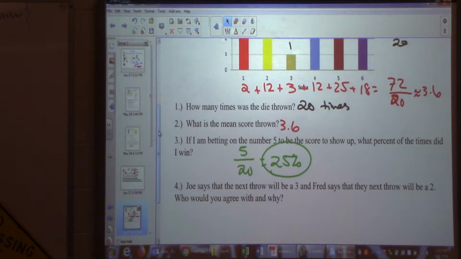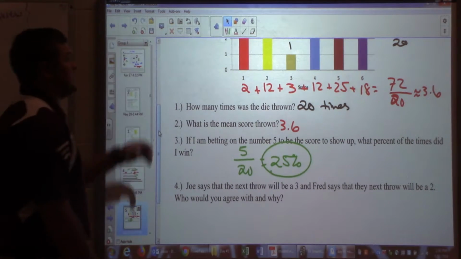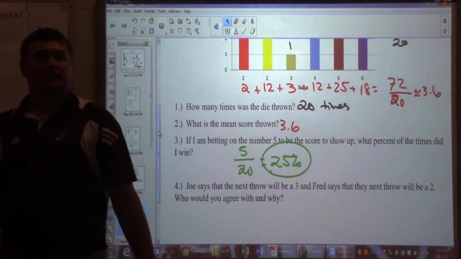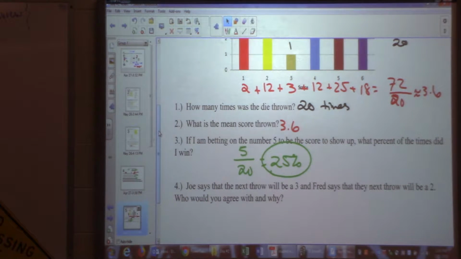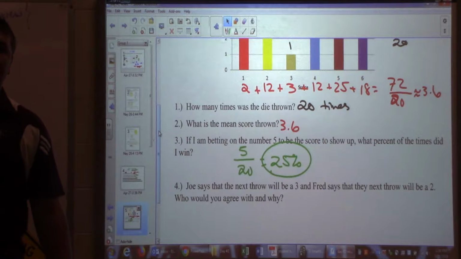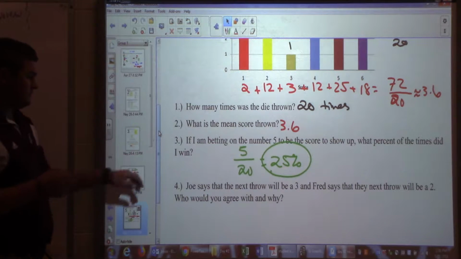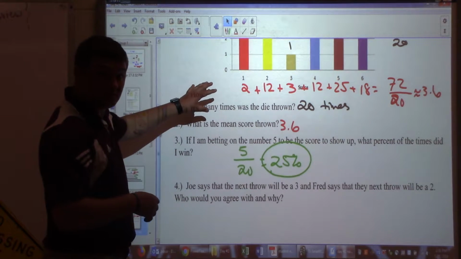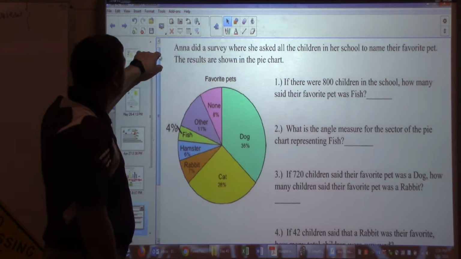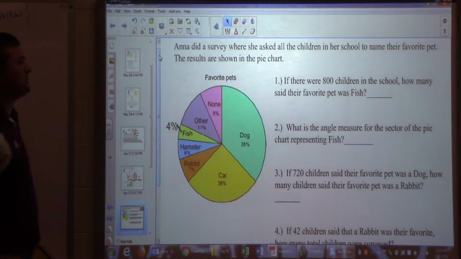Alright, does that make sense, guys? Right? That's an independent event. Just because I rolled it 6 out of 20 times before has no bearing on what I'm going to roll from here on out. Right? No matter what, it doesn't impact my future rolls. Any questions? No. Alright.